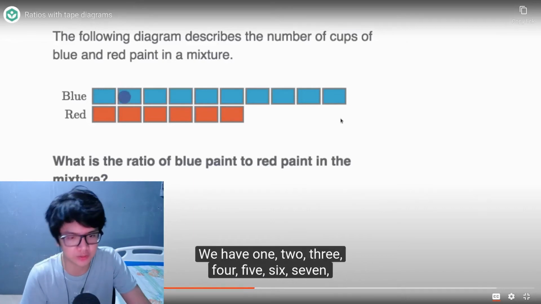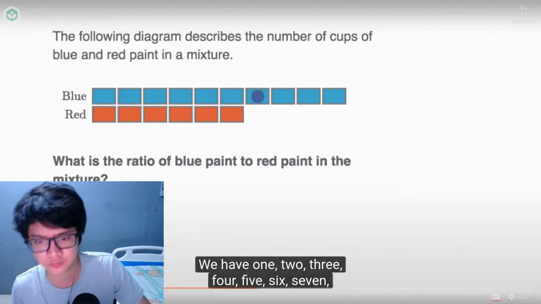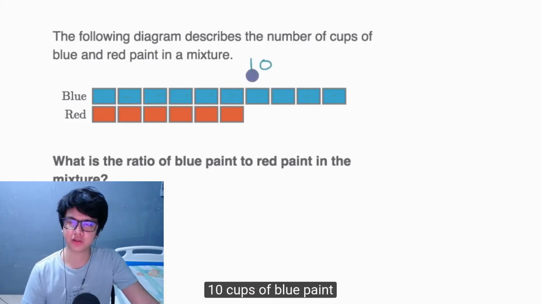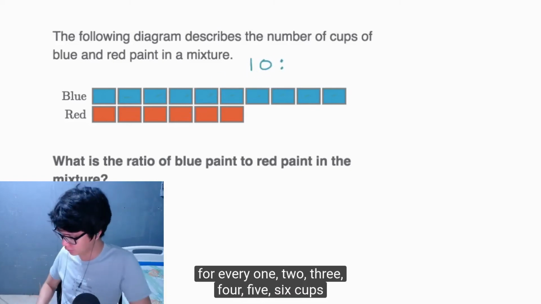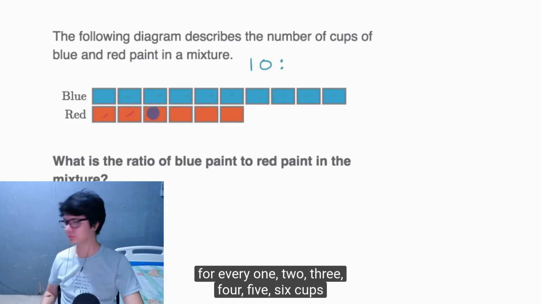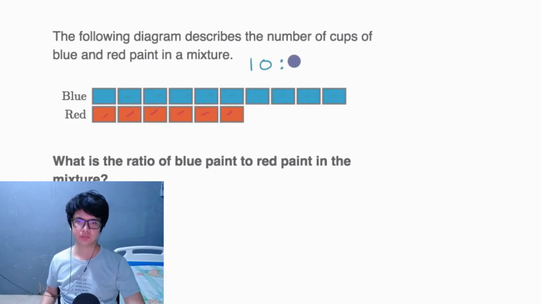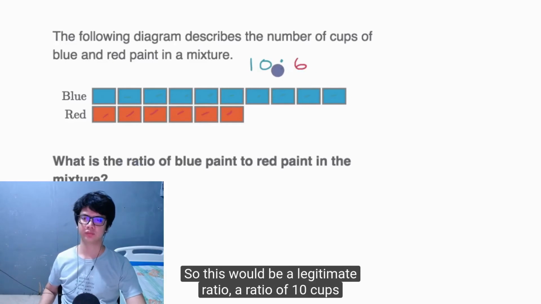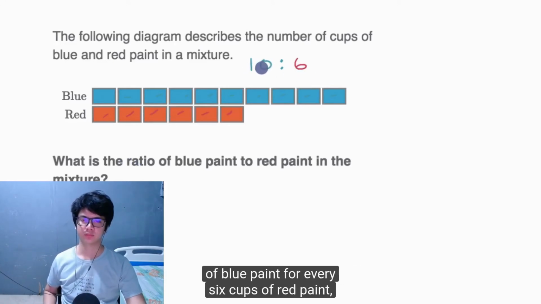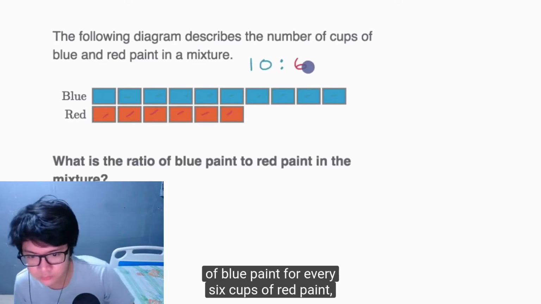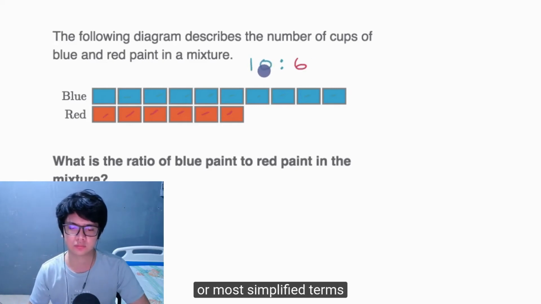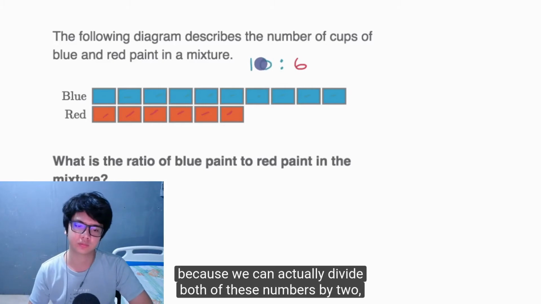We have 1, 2, 3, 4, 5, 6, 7, 8, 9, 10 cups of blue paint for every 1, 2, 3, 4, 5, 6 cups of red paint. So this would be a legitimate ratio, a ratio of 10 cups of blue paint for every 6 cups of red paint. But this isn't in lowest terms or most simplified terms, because we can actually divide both of these numbers by 2.